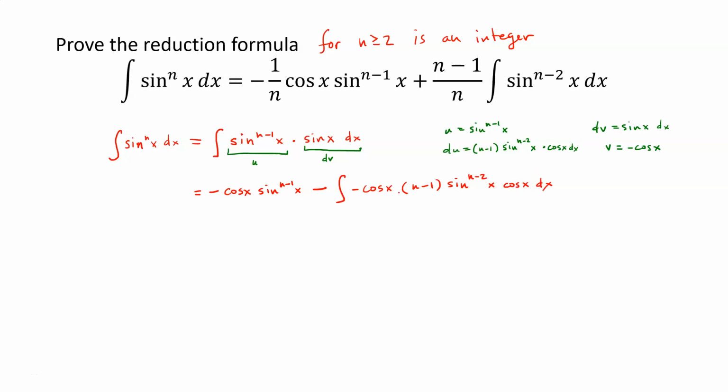So a couple things I noticed: the n minus 1, that's a constant. I can take that in front of the integral. I can also take the minus sign out, so it becomes plus n minus 1. I'll multiply cosine times cosine, so we get cosine squared. And then we have sine to the n minus 2.